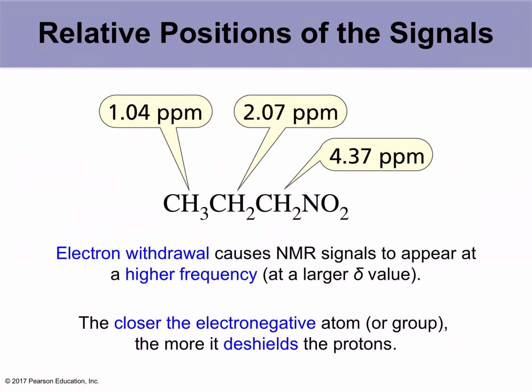Relative positions of the signal. Now if you look at this compound, you can see the hydrogens on this carbon, which is close to the nitro group, appear at a higher frequency, 4.37 ppm. Then this carbon is at 2.07, and this carbon is at 1.04. This is the most downfield, meaning most deshielded, this one less deshielded, and this is the least deshielded one.